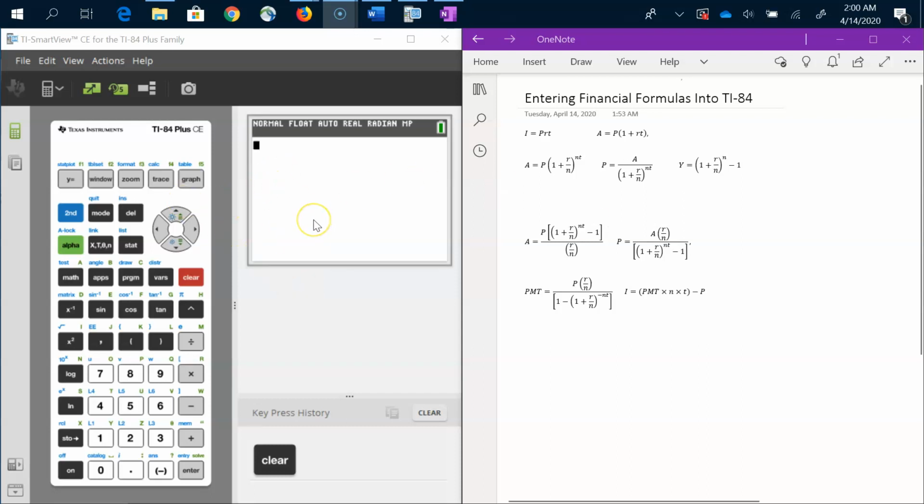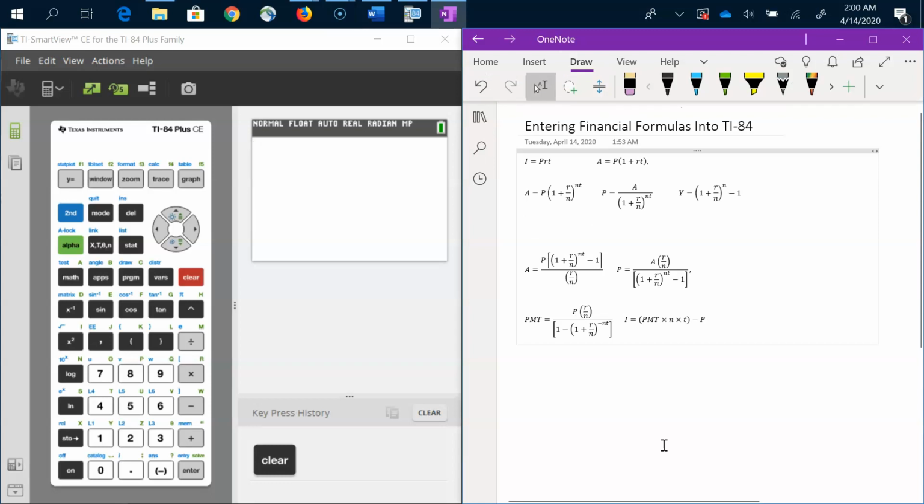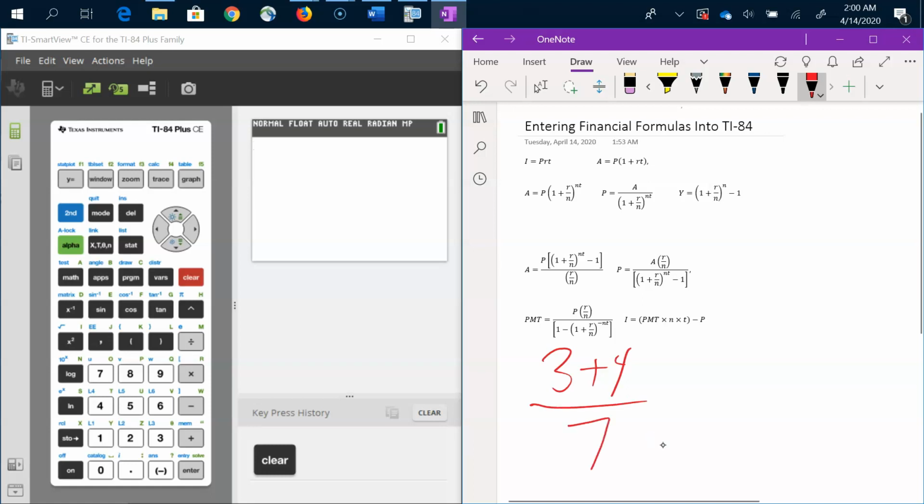I did want to start off with something simple just to get us warmed up, and so I'll go ahead and write something really simple on here. And let's say I have 3 plus 4 all over 7, and making sure that we can enter this into the calculator. Of course, this is going to be 1. If we look at the numerator here, we know that this is 3 plus 4, which is 7, divided by 7 is 1.